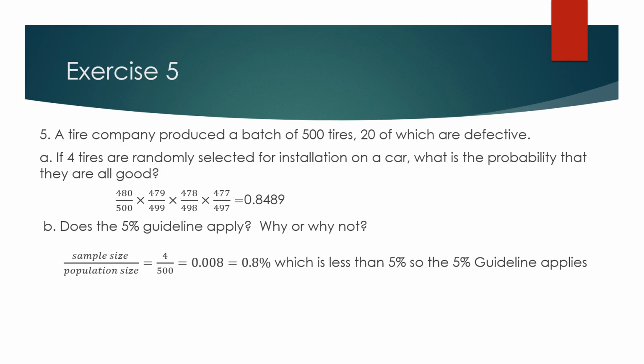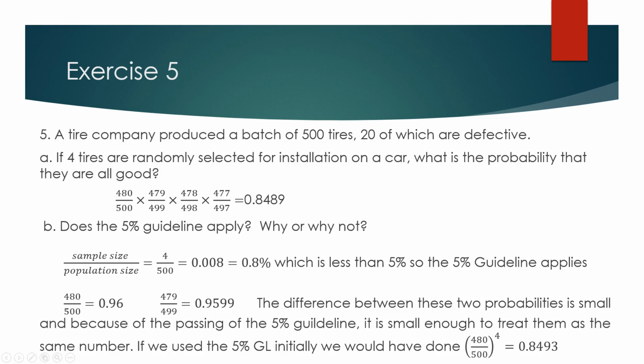Well, what does this mean for our life? Performing the same comparison that we did with the last example, 480 out of 500, our first fraction, is 96%. 479 out of 499 is 95.99%. So the difference between these probabilities is small, and because the 5% guideline applies, then it's small enough to treat them as the same number.